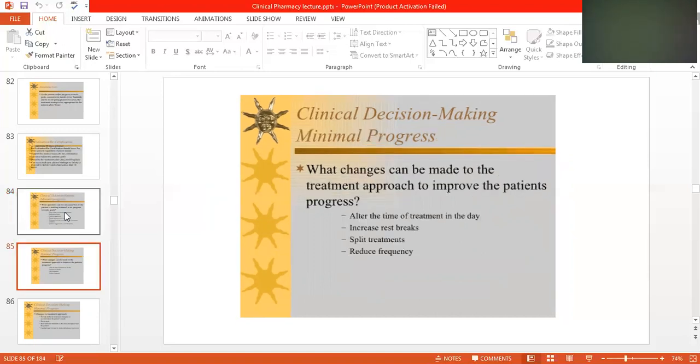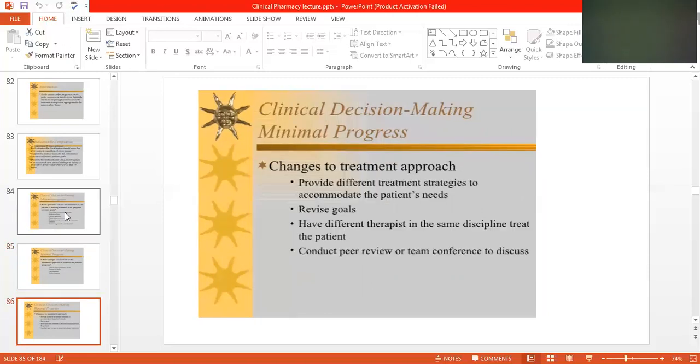What changes can be made to the treatment approach to improve the patient's progress? Alter the time of the treatment in the day, increase the rest breaks, split treatment, reduce frequency. These are all measures you have to take for clinical decision making.